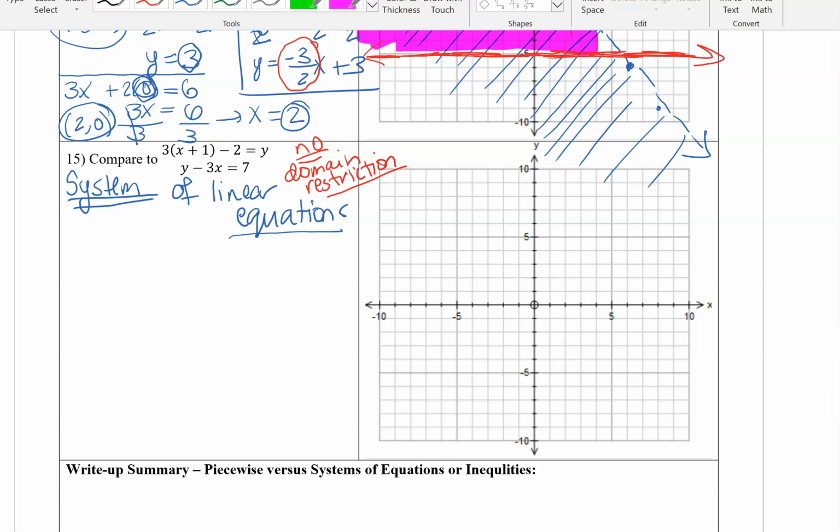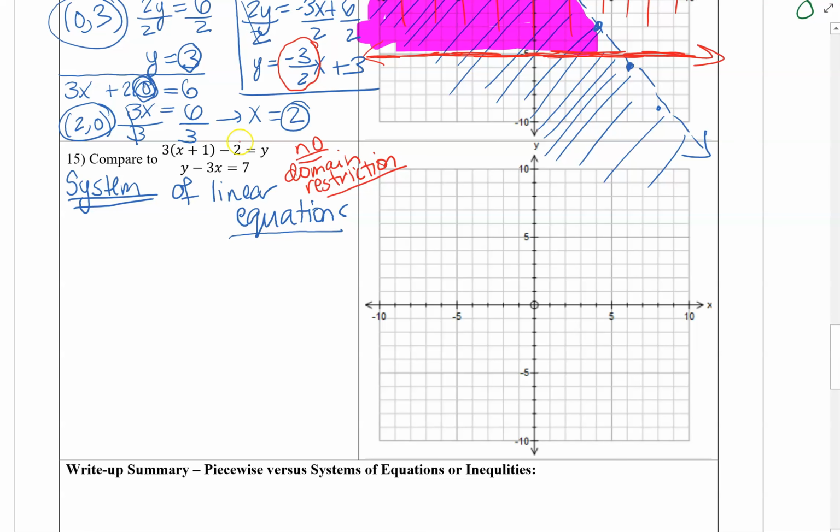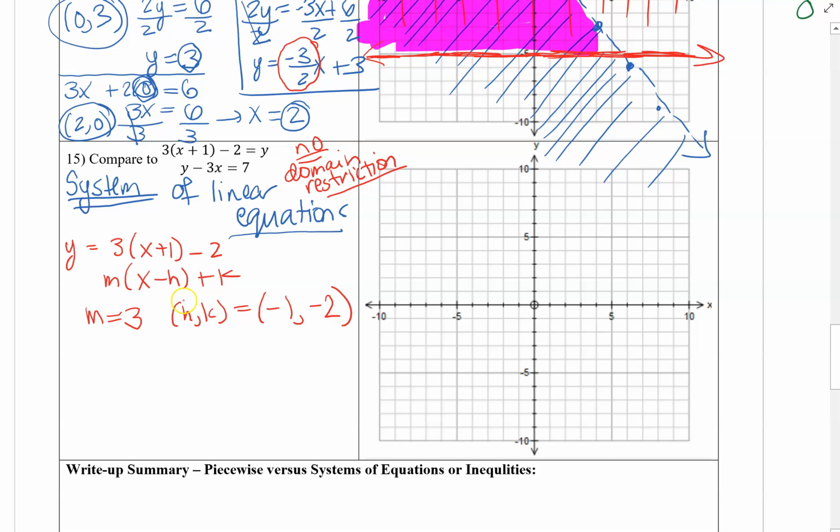So first I'm going to sketch the graph of y equals 3 times x plus 1, minus 2. So again, this is in the h-k form of a line. So I can say that the slope is 3, and then matching up h and k, I can say that the point is -1 comma -2, because again, the h coordinate in the point is always the opposite sign from what you see in the equation. So I'm going to go ahead and plot that point, -1 comma -2.